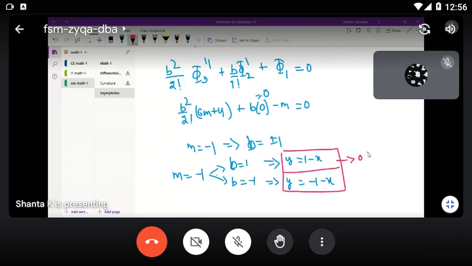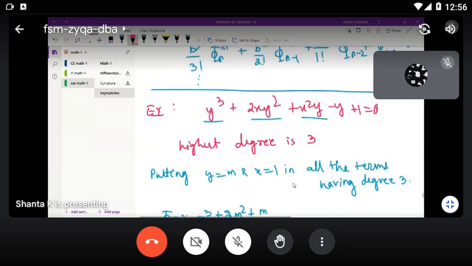This one is an oblique asymptote, and this is also an oblique asymptote. Further, you can also write x plus y equals 1 and x plus y plus 1 equals 0. So these two, and here I think 4 total. So y equals 0, this highest degree term.